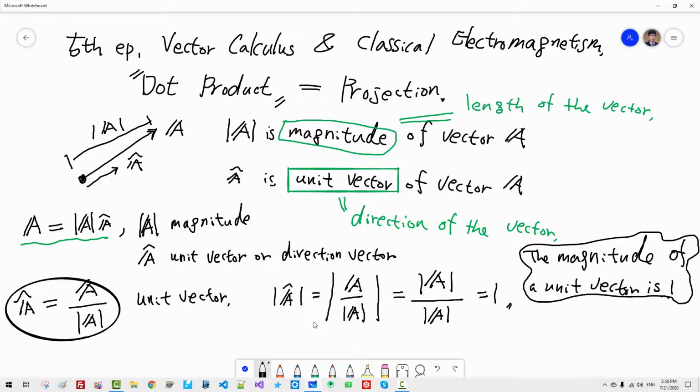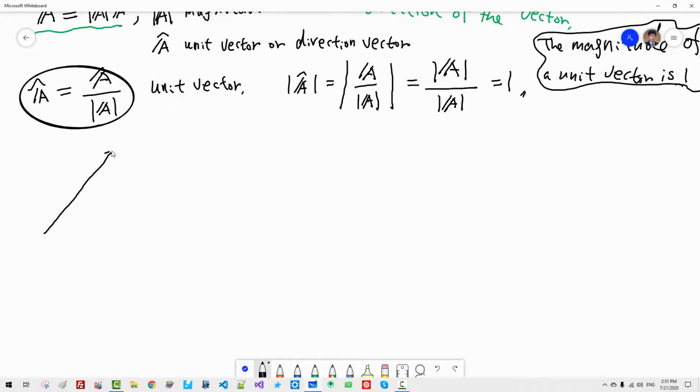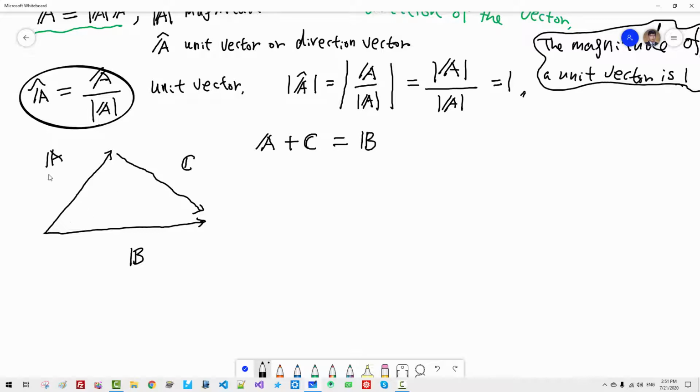Now let me give you formal definition of dot product. This is vector A, this is vector B, this is vector C. From this computation, vector A plus vector C equals vector B, because vector A starts at this point, ends here, vector C starts here and ends here.